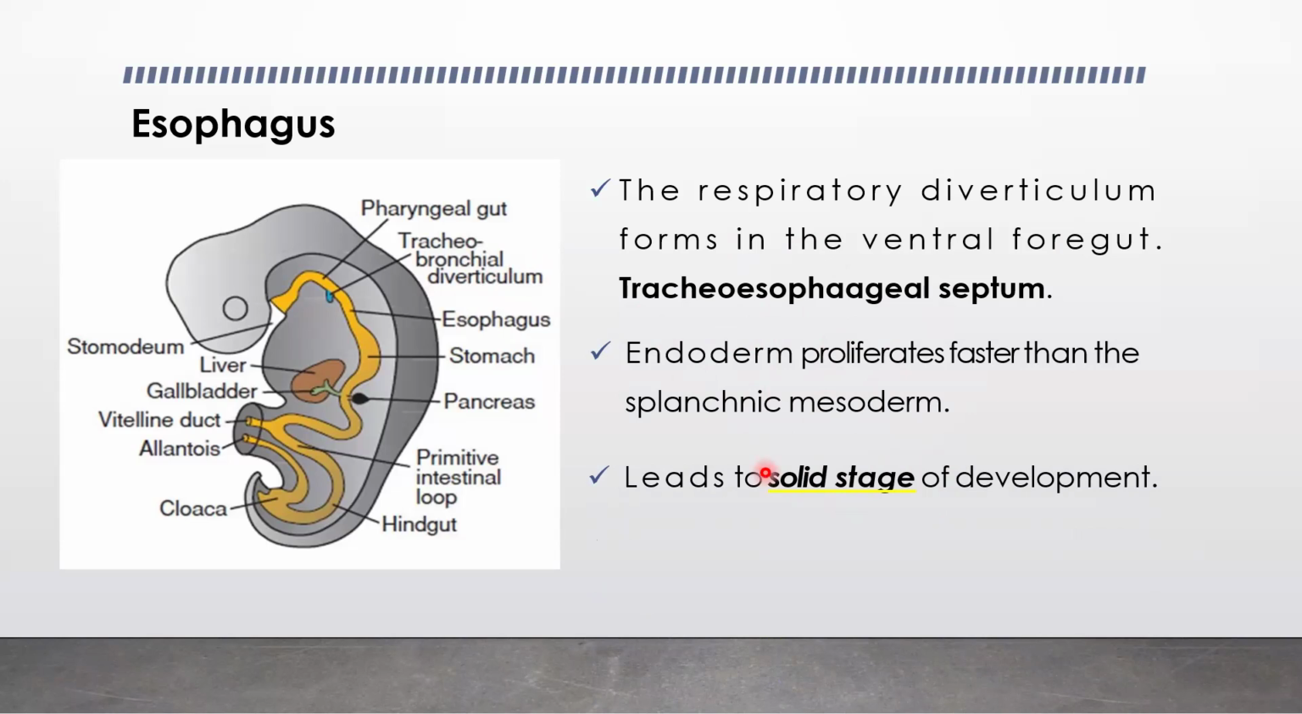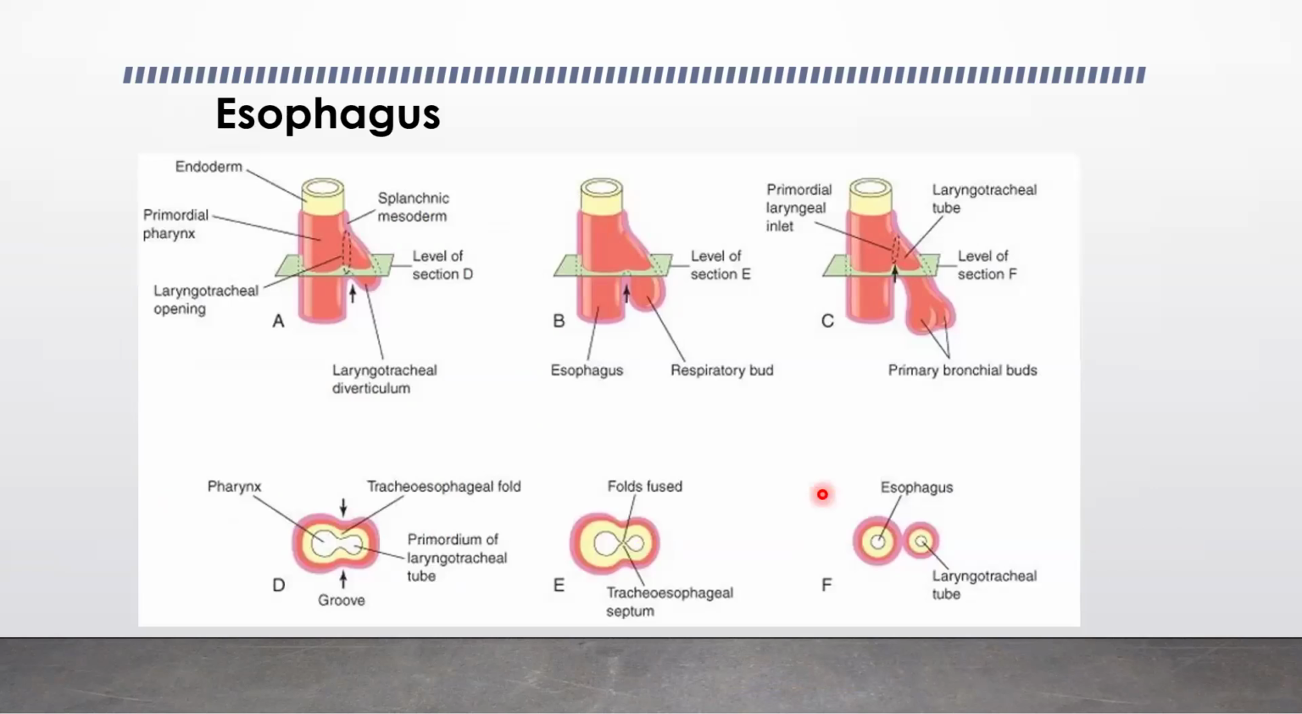Why are you having this proliferation? It will proliferate more than the splanchnic mesoderm, and that's the reason the pharynx becomes solid. And this will form a very important step in some of the anomalies that we'll talk about. Then after having the solid stage, the splanchnic mesoderm will develop also, enabling the process of recanalization to reestablish the lumen that has been closed in this solid stage of the development of the esophagus.